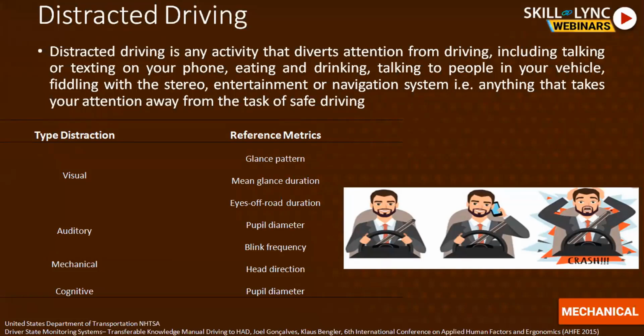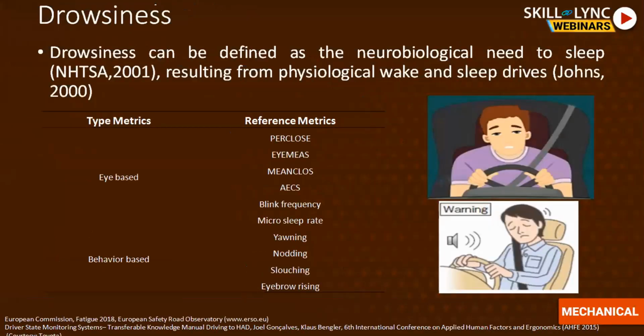And the other one is the mechanical body posture of the driver. For example, if the driver is looking around at the passenger seats, behind or in the front, you can easily detect the head direction and orientation. So this is the entirety of the driver distraction behavior. The next one is drowsiness.